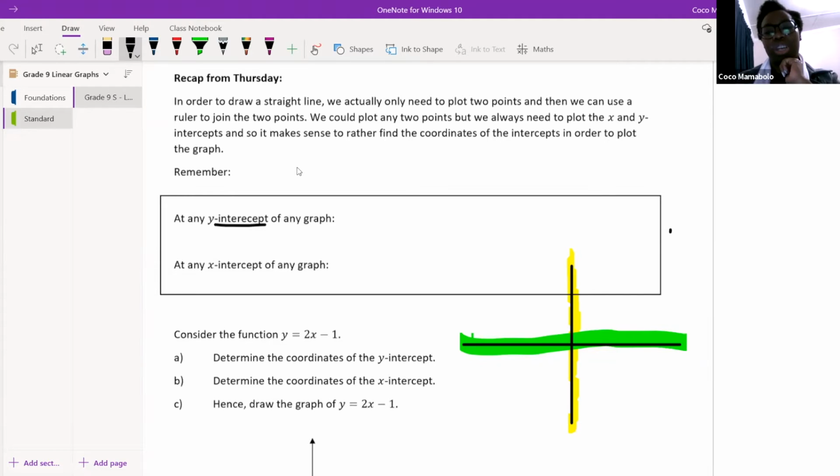Tiana's hand shot straight up. Tiana, what do I need to do in order to find my y-intercept? To find your y-intercept, your x must equal 0. Excellent, amazing stuff. My x must be equal to 0. And what about if I want to find my x-intercept? Then your y equals 0.